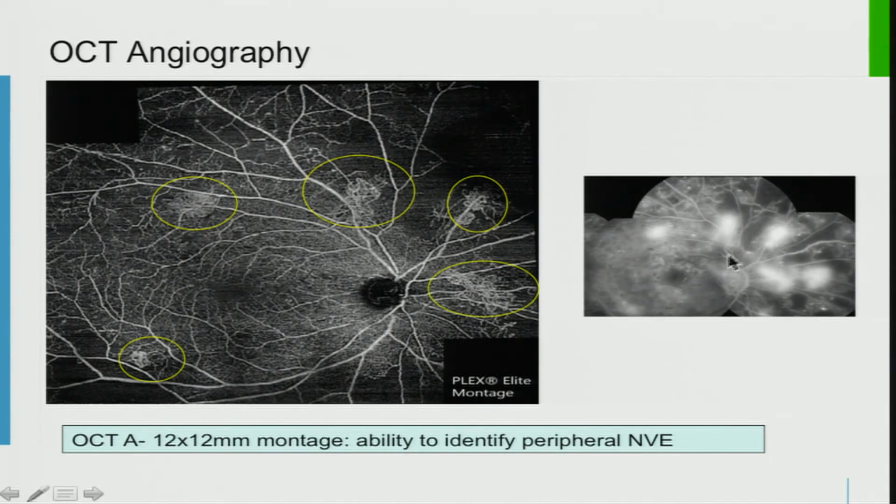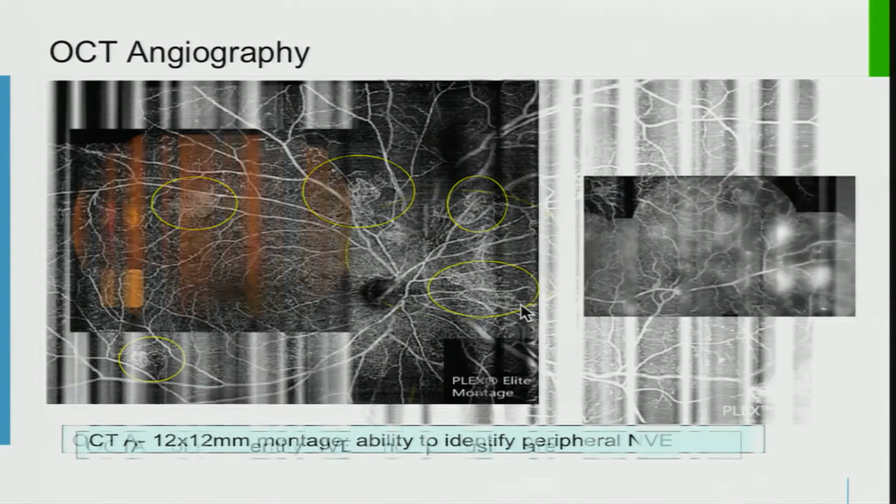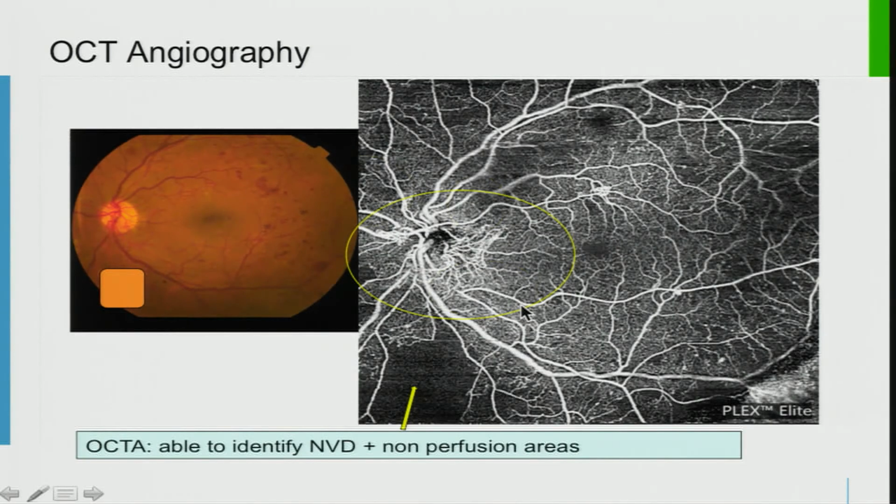If you run a clear-cut standard fluorescein, you can pick up multiple NVEs. And as soon as you perform an OCT angio montage using 12 by 12 mm pixelate, you can very clearly pick up a similar amount of NVEs. So it seems that there's probably little role of fluorescein left at this moment. Another patient's NVD very clearly seen.